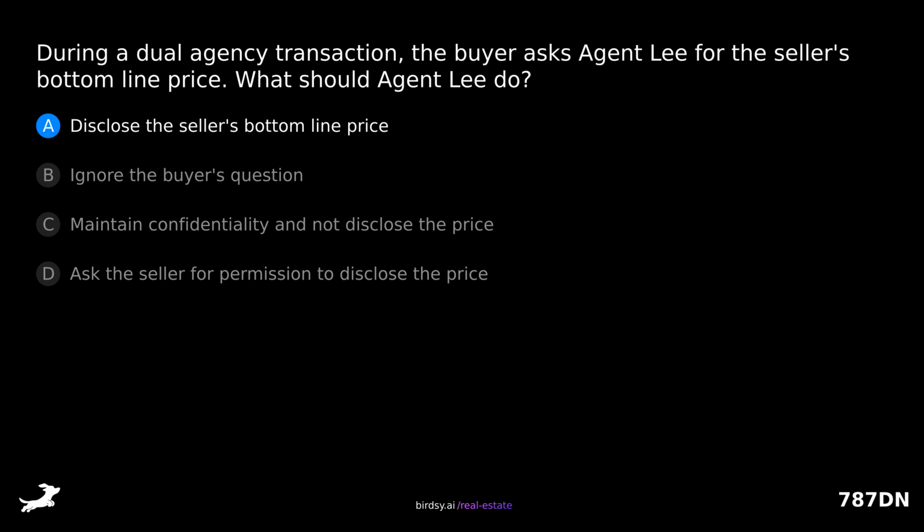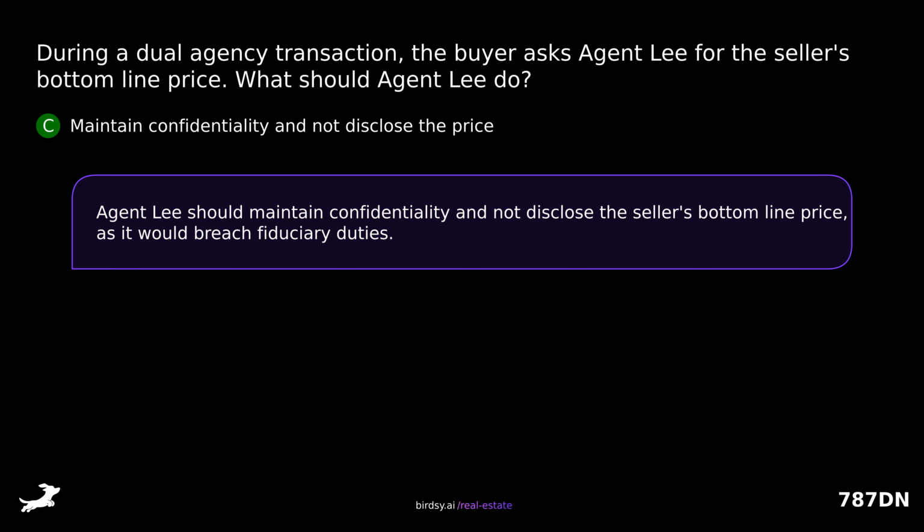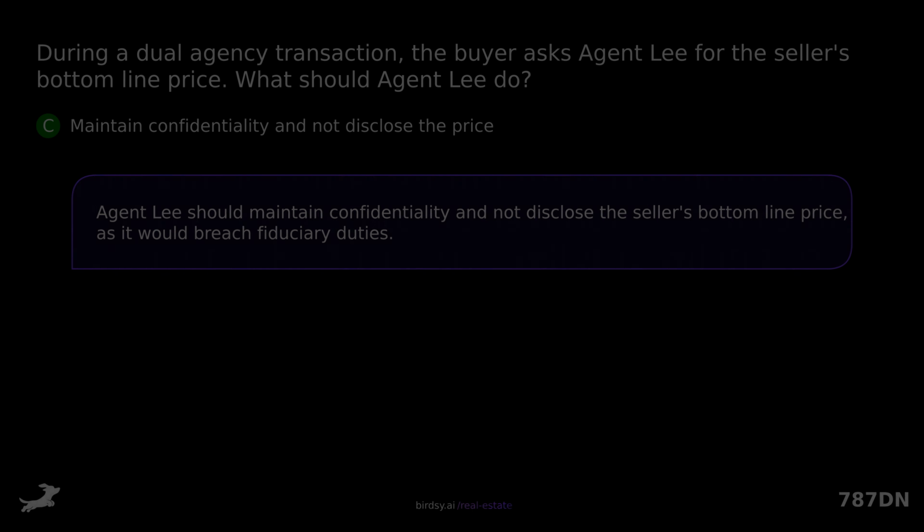Is it A, disclose the seller's bottom line price? B, ignore the buyer's question? C, maintain confidentiality and not disclose the price? Or D, ask the seller for permission to disclose the price? The answer is C, maintain confidentiality and not disclose the price. Agent Lee should maintain confidentiality and not disclose the seller's bottom line price, as it would breach fiduciary duties.